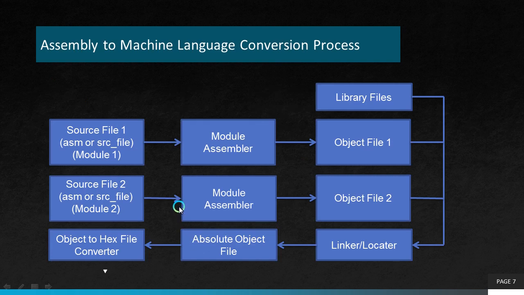Next, we look at the assembly to machine language conversion process. It consists of a sequence of steps or processes such as source file to object file translation, library files creation and usage, linking, and object to hex file converter. Now let's look at each of the steps or processes in detail.